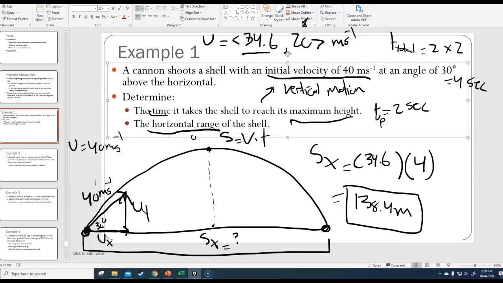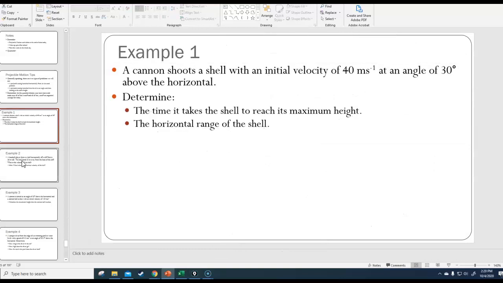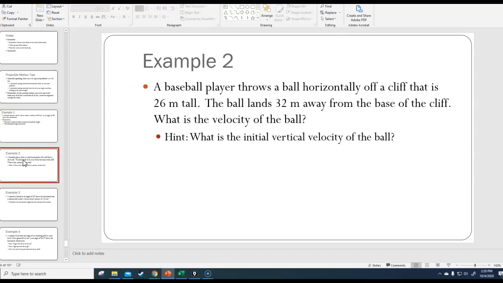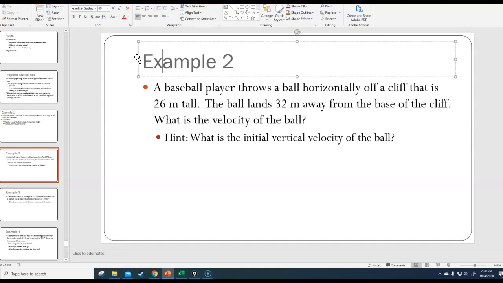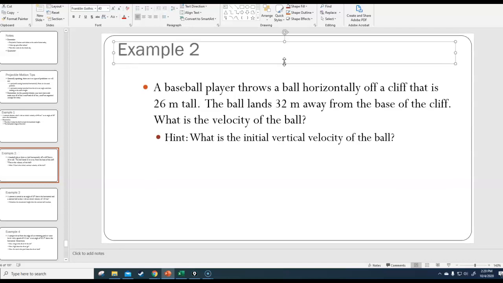Okay, so we're going to do one more, or I'm going to do one more to completion, and then you are going to do one or two more on your own. Okay, now that was the first type of problem, whereby you have a projectile launched at an angle returning to its original height. Now let's take a look at a cliff problem.